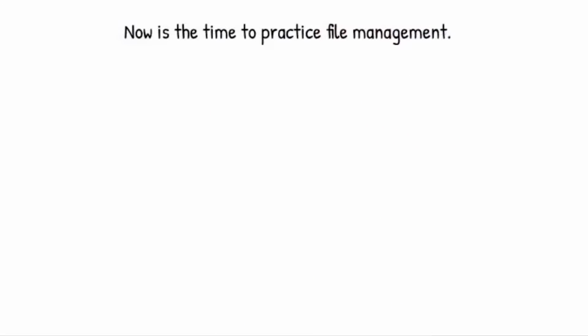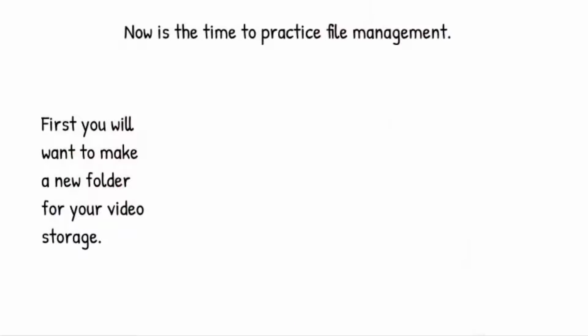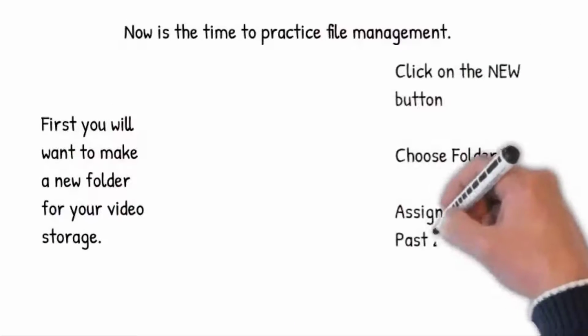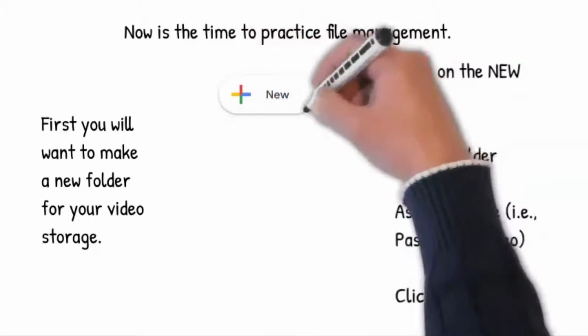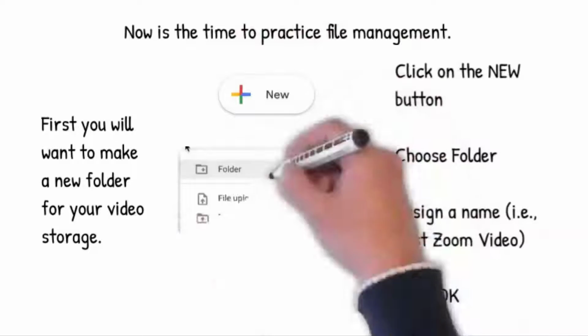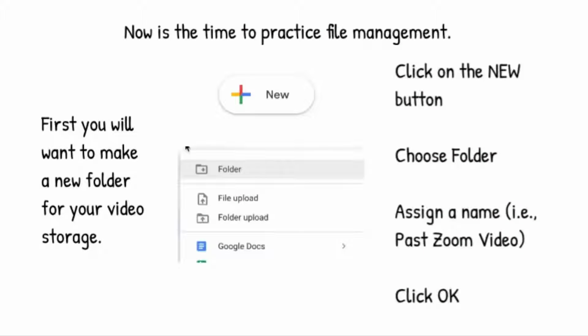Now is the time to practice file management. First, you will want to make a new folder for your video storage. Click on the New button. Choose Folder. And then assign a name such as Past Zoom Video. And then click OK.